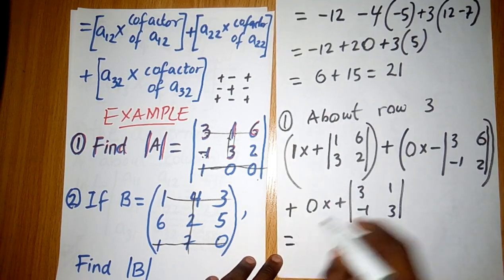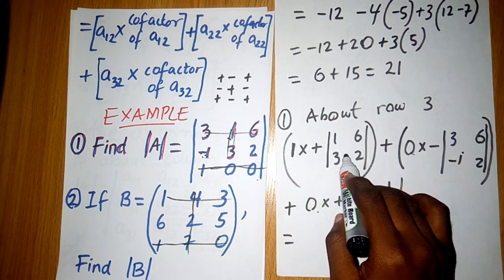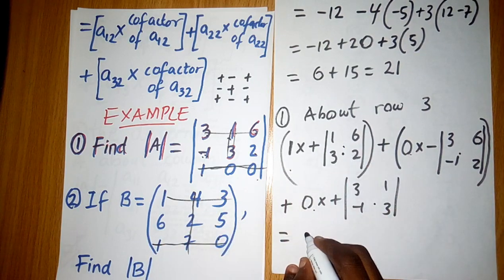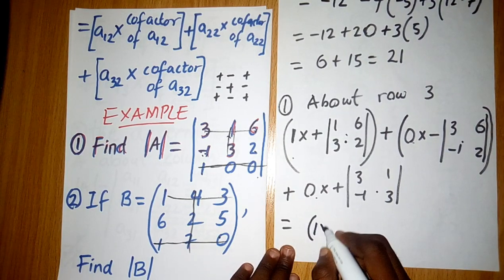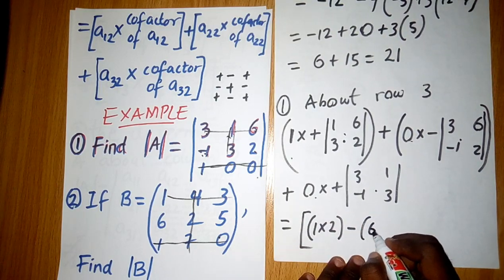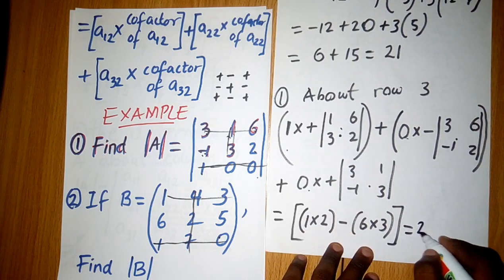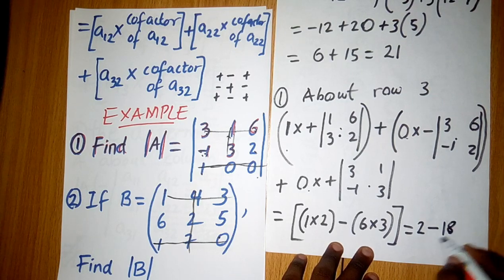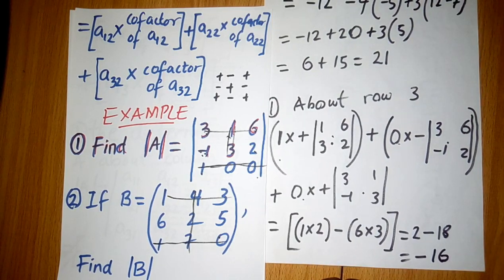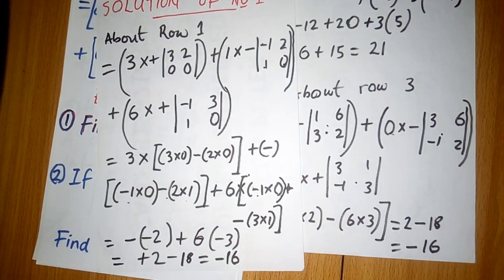So now 0 times everything is 0, so we'll be left with 1 times this cofactor. So you understand, it makes it much faster, and 1 times everything is still that. So we'll be left with the determinant of 1 times 2 minus 6 times 3. So this will give us 2 minus 18, which is minus 16. Let's check it, and you see that's minus 16.